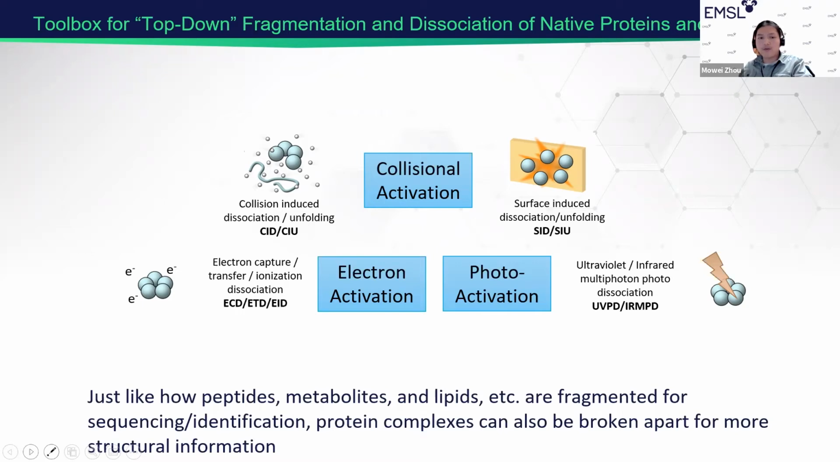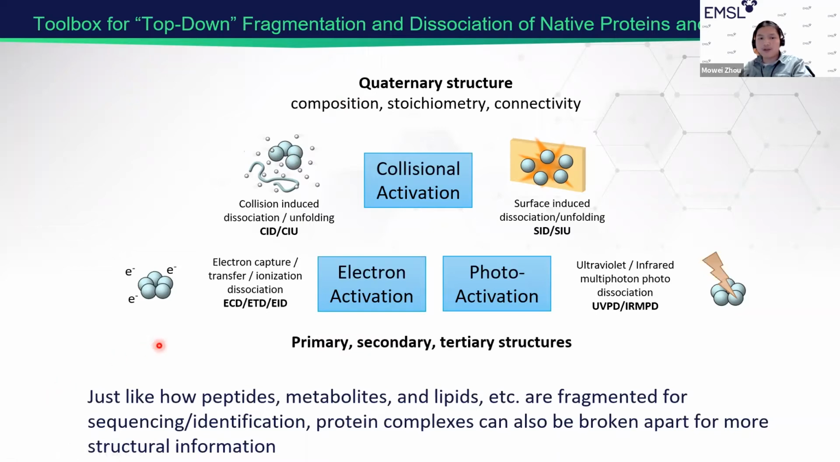So some of them are more focused on breaking the non-covalent interactions. In this case, we'll be able to get some compositional information, stoichiometry, and the connectivity of subunits. And this is more in the realm of quaternary structure of protein complexes. Some other methods are better at breaking the protein backbone, and this will allow us to understand the sequence to identify the proteins, and also start to probe the secondary and tertiary structures, because the efficiency of fragmentation tends to be related to the higher order structure of the proteins.